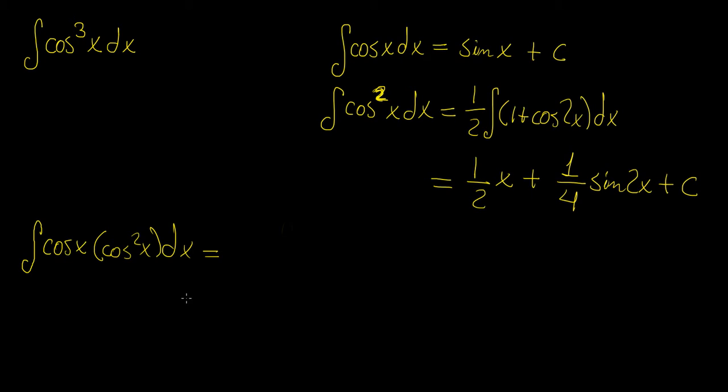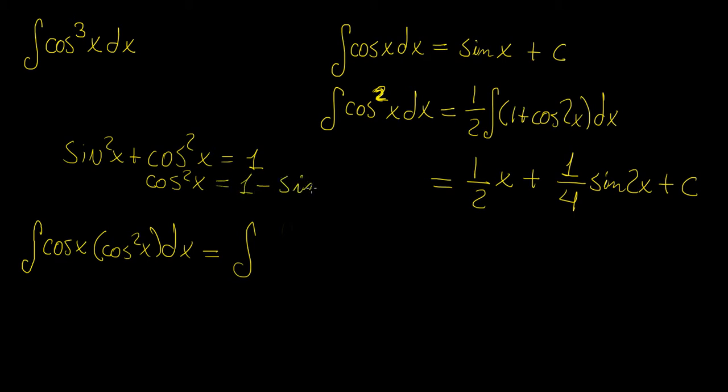Now what you're going to do is substitute for this in terms of something like sine. So you can use the identity sine squared x plus cosine squared x equals 1. And then if you rearrange for cosine, you get cosine squared x equals 1 minus sine squared x. And you're going to see why I decided to do that substitution in a while. So now we're going to put this expression in here. So that's 1 minus sine squared x times dx.